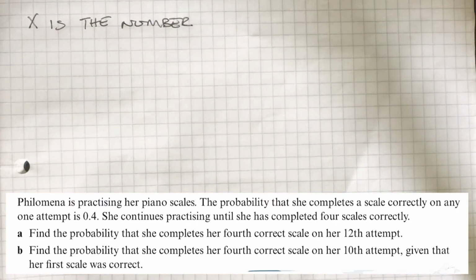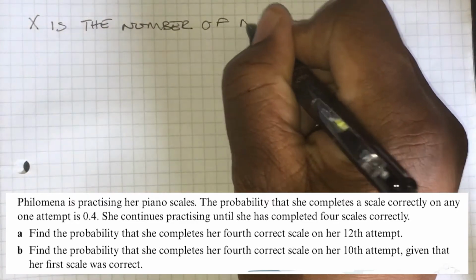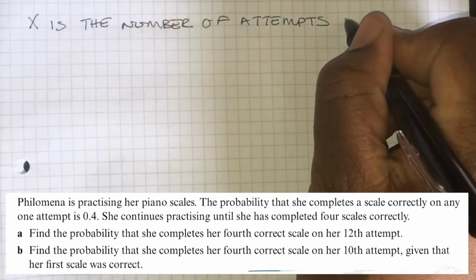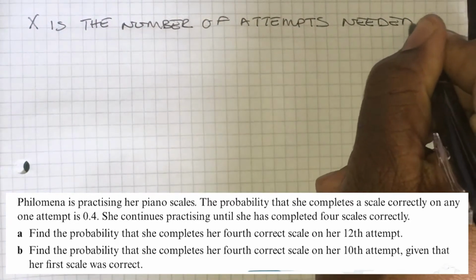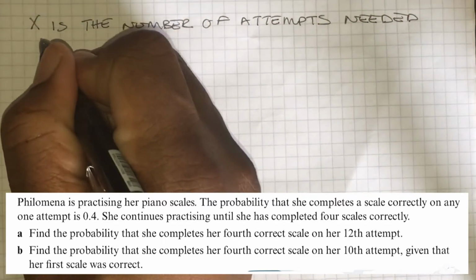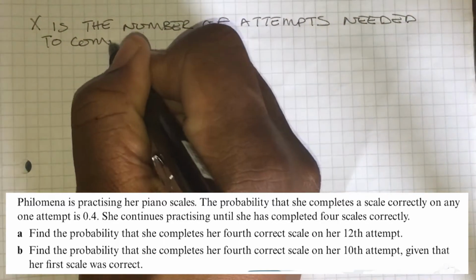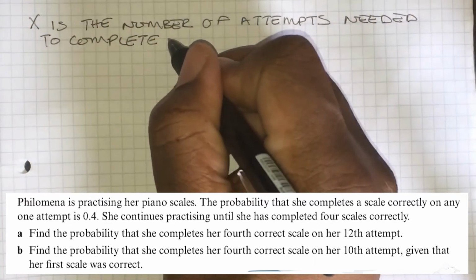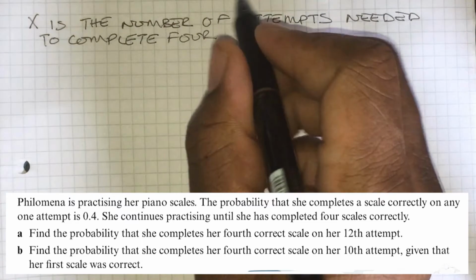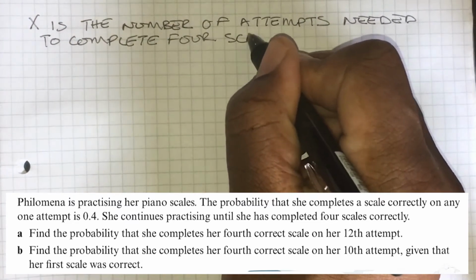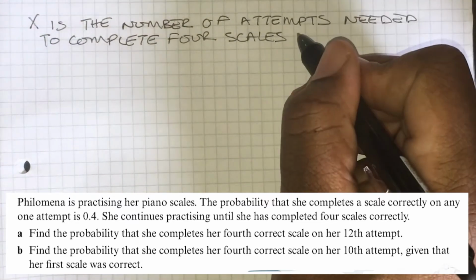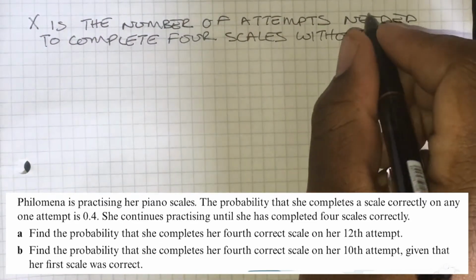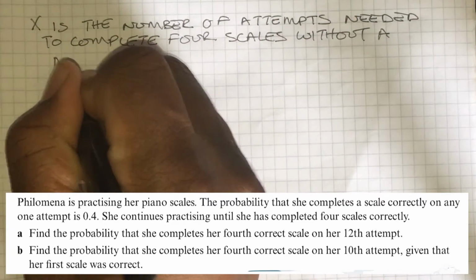Okay, so let's walk through an example here. Philomena is practicing her piano scales. So piano scales are a little riff that you play on a piano, connected notes. Sounds quite nice. She's practicing. That's how you become an expert. She's practicing, and the probability that she's correct at any one attempt is 0.4. So x is going to be the random variable that represents the number of attempts needed to complete 4 scales correctly.